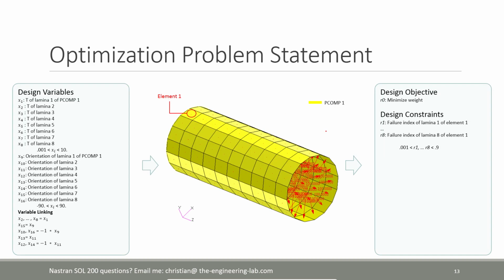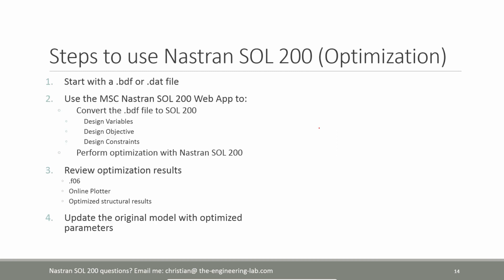Now, here's a quick summary. Feel free to look at this one slide. This is a fair representation of what we'll be using to configure our optimization. So now let's go through the process on how to configure this for Nastran Solution 200. We are going to start with the PDF file.